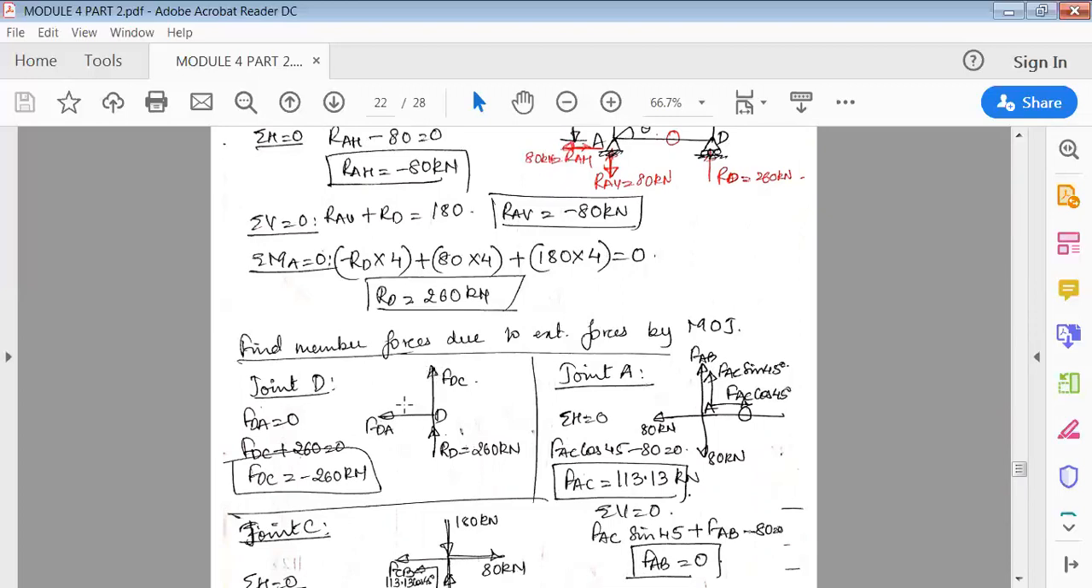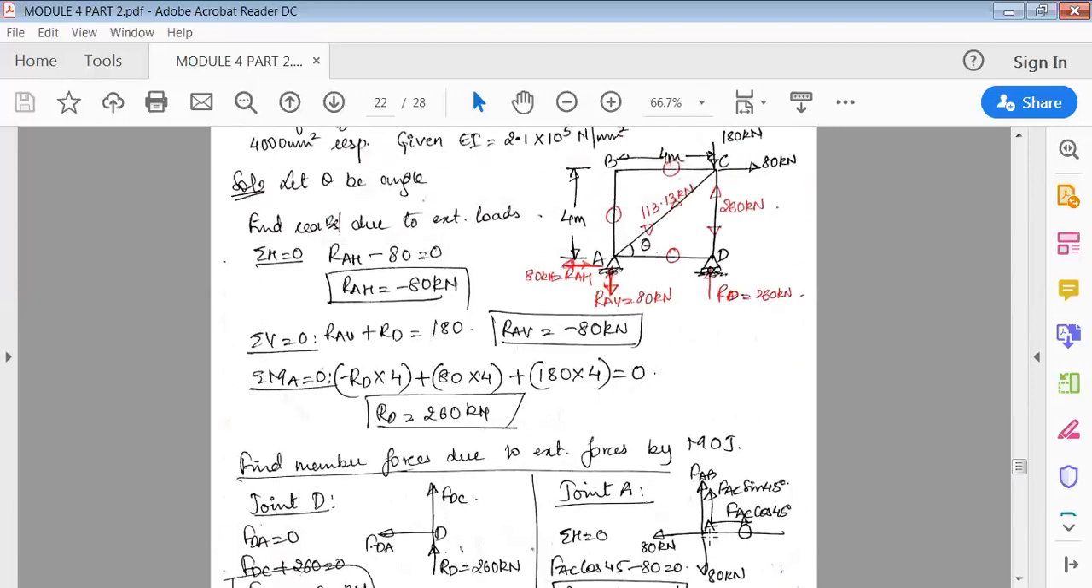Outward means away from the point. Away from the point means they are subjected to tension forces. So here also I'll show it as FAB acting straight. Next, FAC acting inclined. So the theta here would be opposite by adjacent.